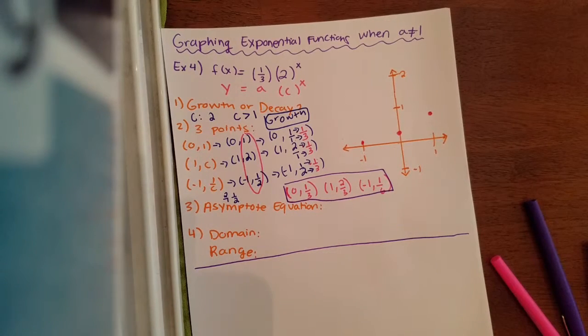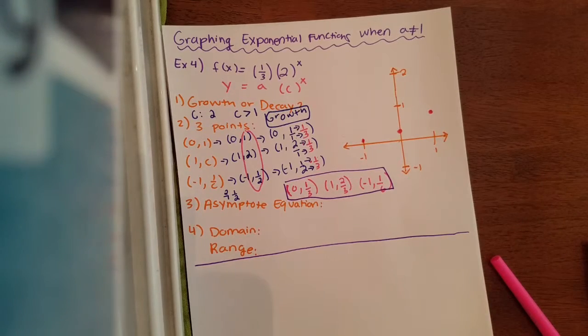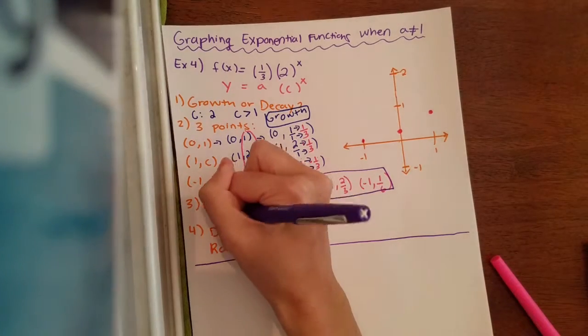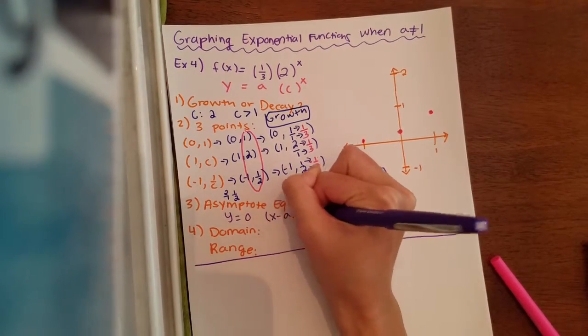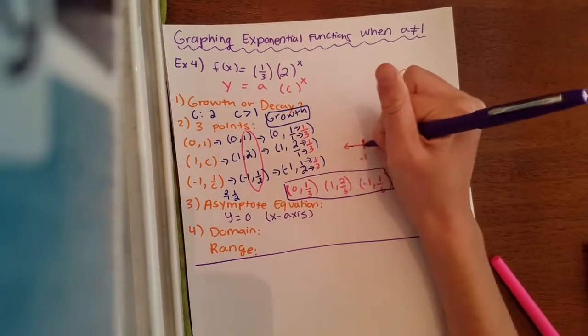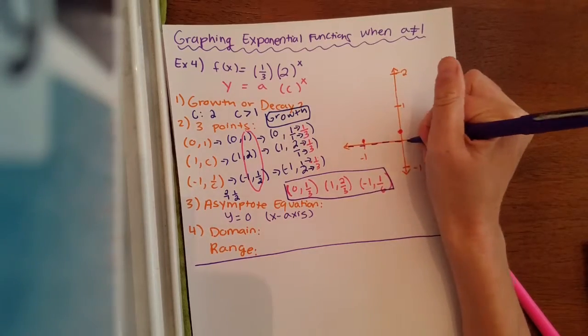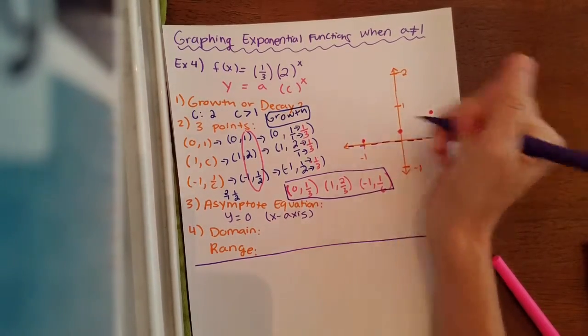Now the asymptote equation, just like before, it's always the same thing in these problems. It's always the x-axis, which is at y equals 0. So that's our x-axis. So I'm going to draw that in real quickly before I finish drawing my graph.